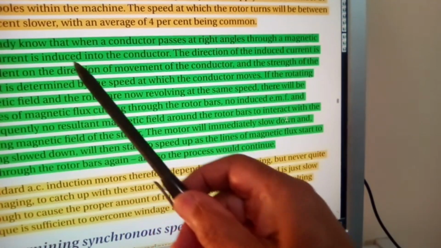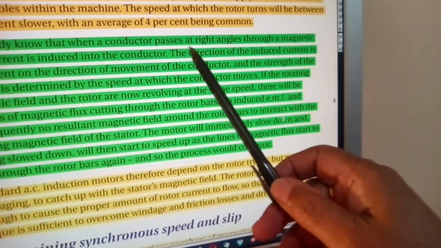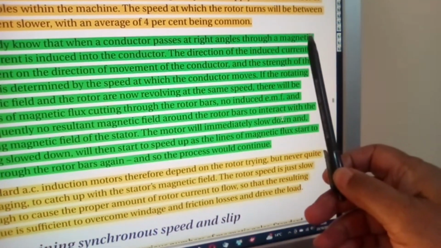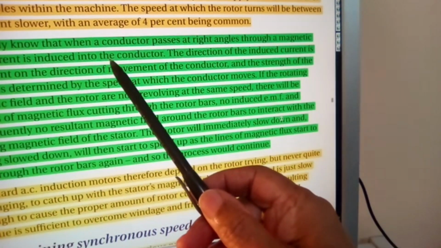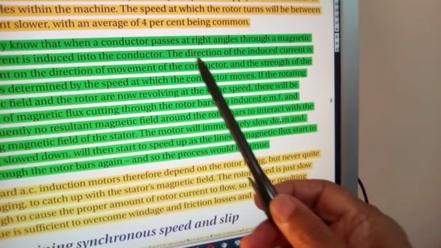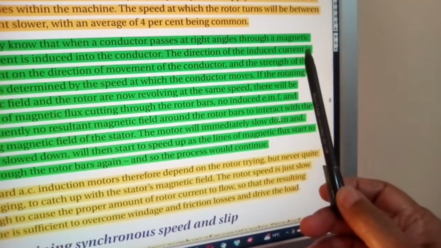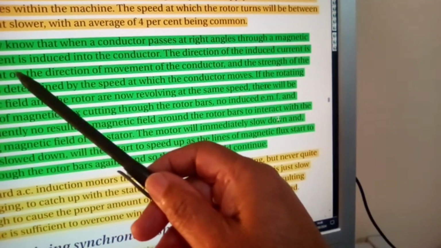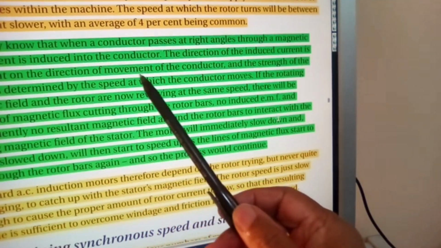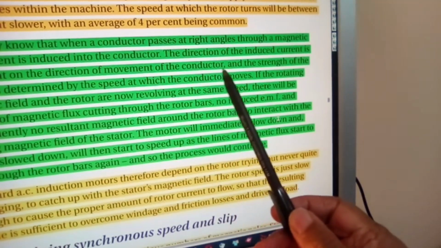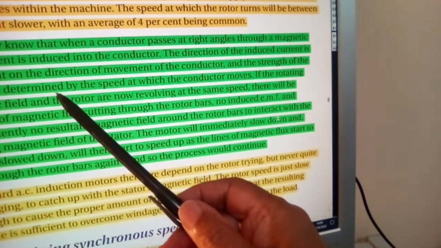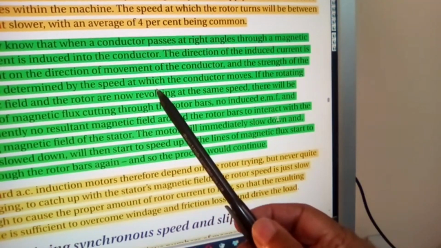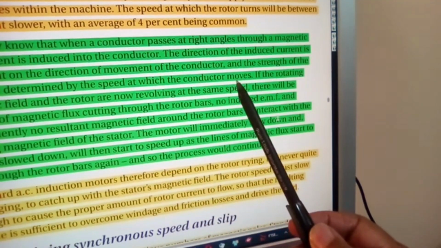We already know that when a conductor passes at right angles through a magnetic field, current is induced into the conductor. The direction of the induced current is dependent on the direction of movement of the conductor, and the strength of the current is determined by the speed at which the conductor moves.